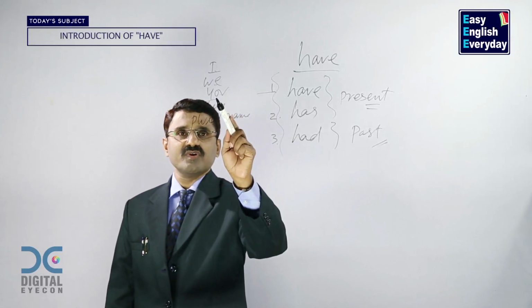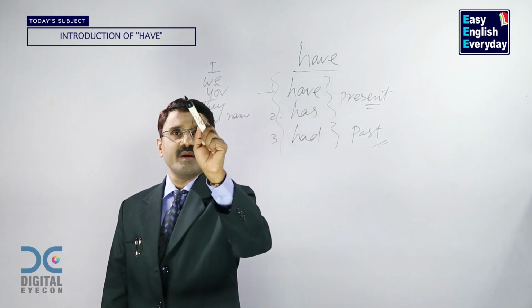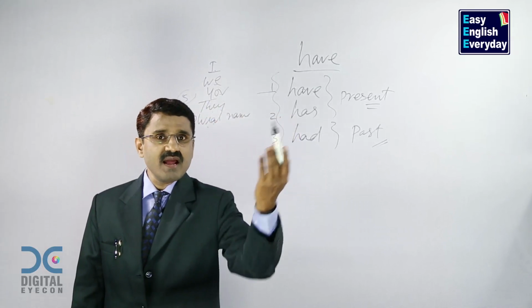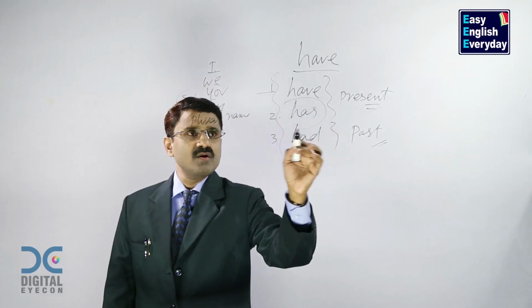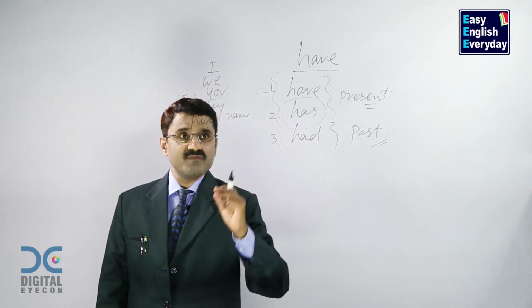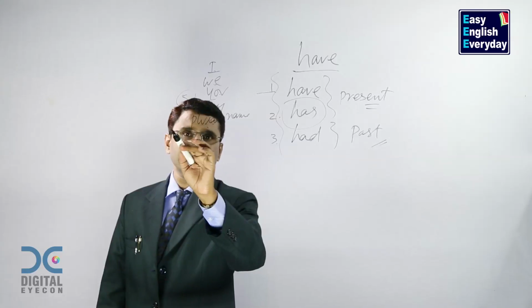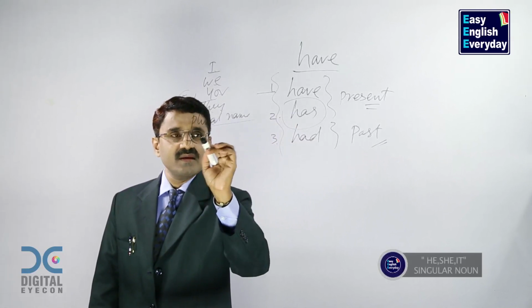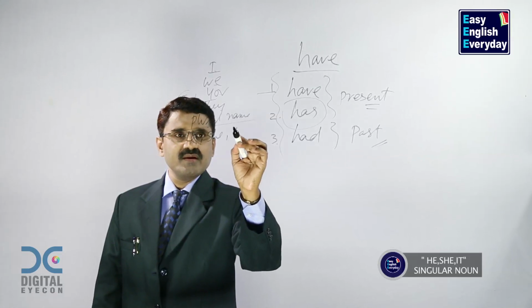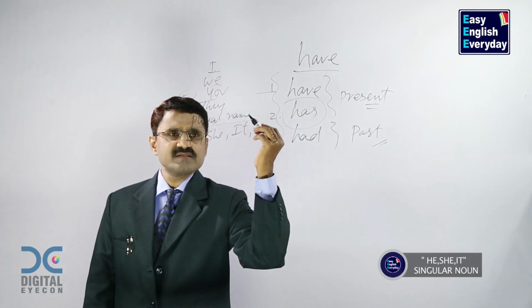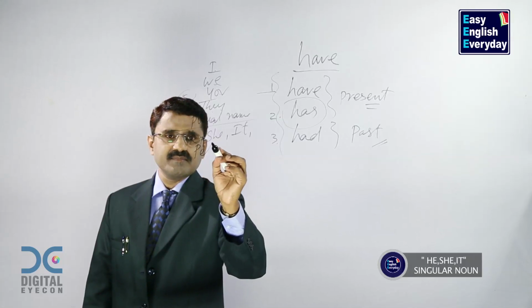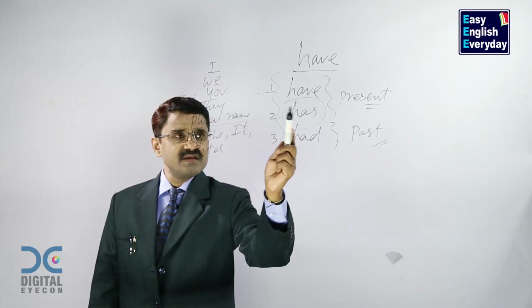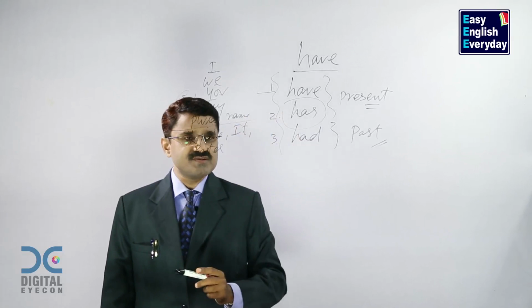So 1, 2, 3, 4, 5. These 5 people go with have. What about has? Nobody makes friendship with has? Of course, why not? 4 people are there. They will make friendship with has. Who are they? He, she, it, and any singular name, let us say Peter. He has, she has, it has, Peter has.